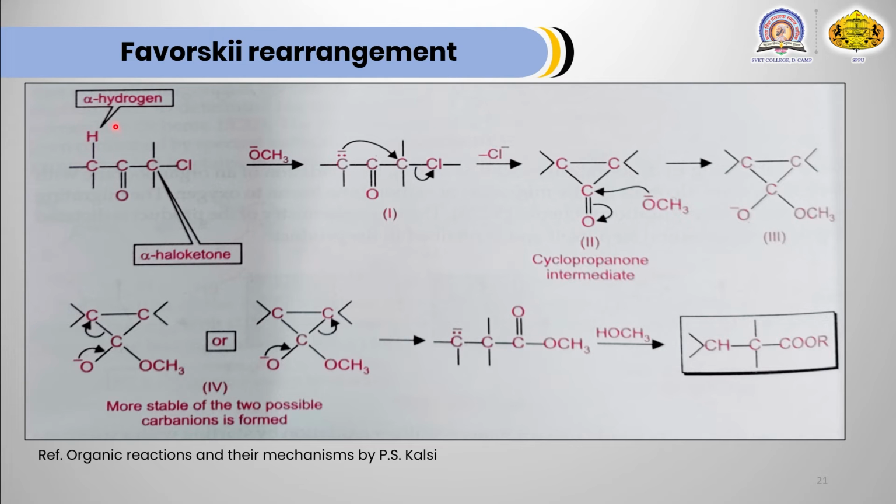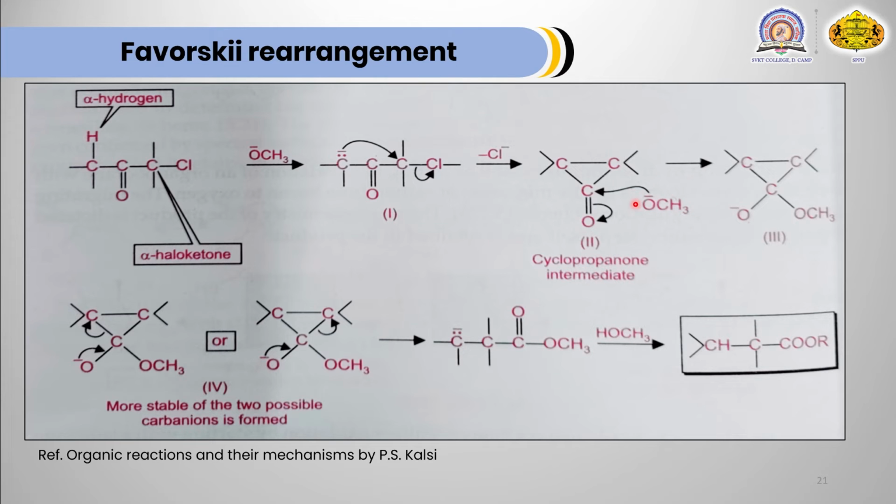This is the alpha hydrogen atom. This is your functional group, that is the carbonyl carbon, and this is the alpha halogen, in this case chlorine. First of all, the base, in this case OCH3, acts as a base. Base abstracts this proton and there is generation of carbanion. This carbanion can be converted to enolate, or this carbanion can attack on this carbon. There is formation of cyclopropanone intermediate. This 3-member intermediate is formed.